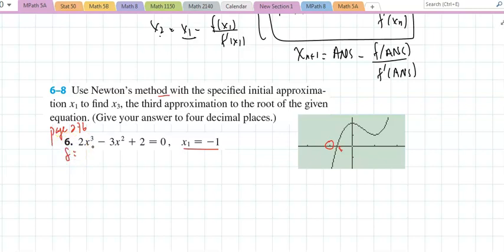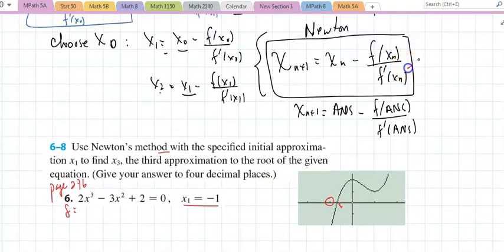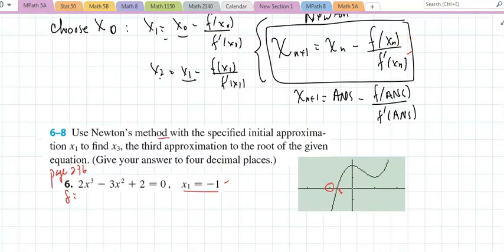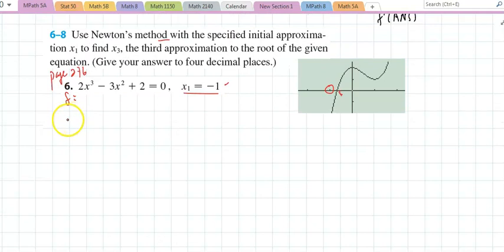So this is my f. What I need to use this formula, I need f, I need the derivative, and the initial choice. So, if I want to find x sub n plus 1, that is x sub n minus f of x sub n over f prime of x sub n. And I suggest you write it on every problem so that you remember what it is.